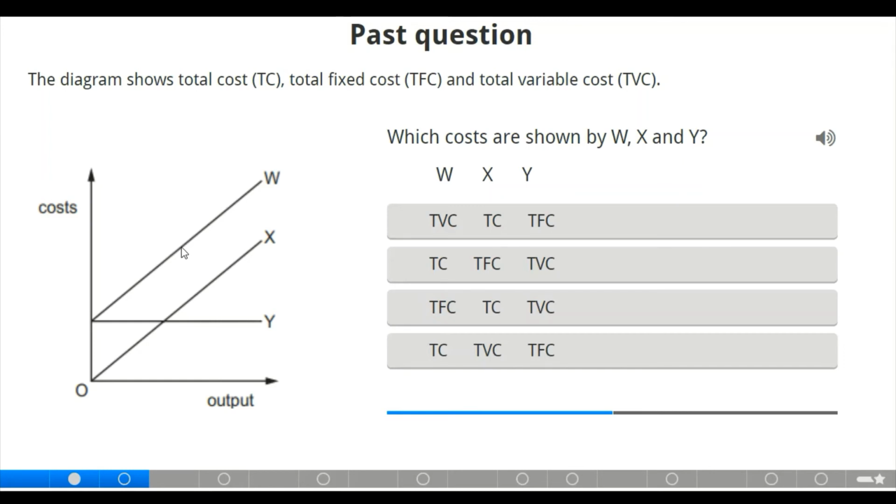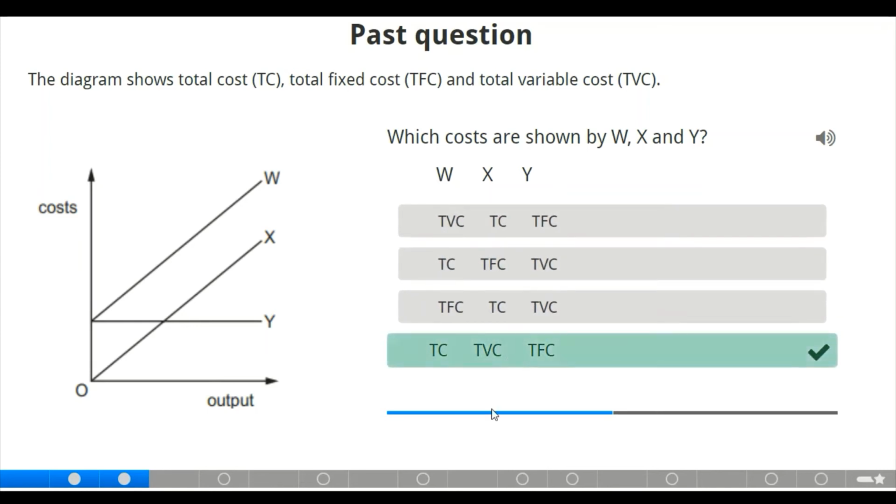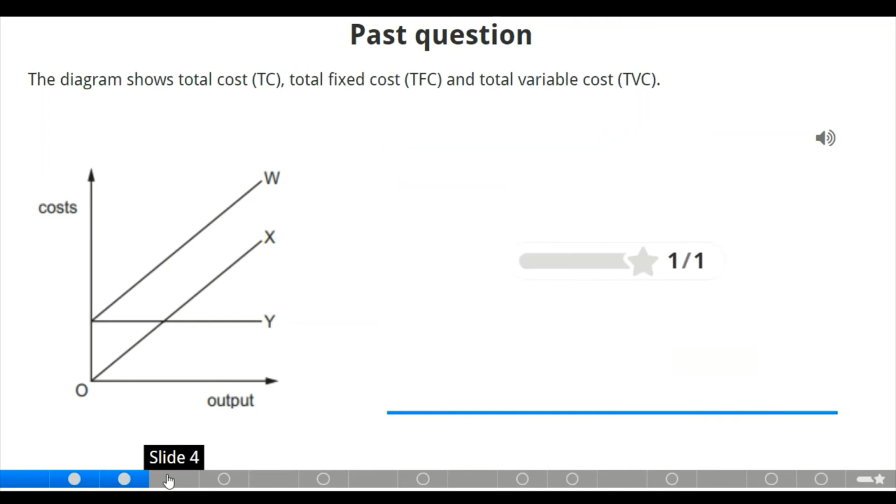We have, of course, W to be total cost, and here we have X to be total variable cost, and our Y is total fixed cost. Now, let us check our options here. W, we have total cost here. X, we have total variable cost, and Y, we have total fixed cost. I think this is the correct answer. Of course, we got it right.